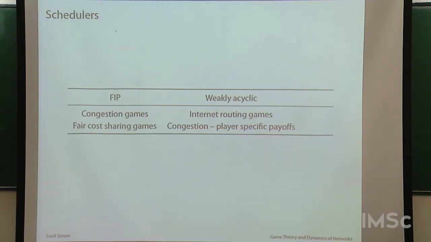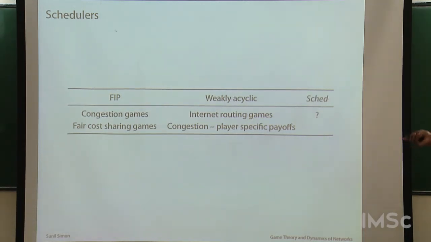Now if you make your delay function dependent on the identity of the player, then you get what is called the congestion game with player specific payoffs. Now this class is no longer FIP, so these are not potential games, but you can still show that it has a Nash equilibrium by arguing that this class of games falls into weakly acyclic.